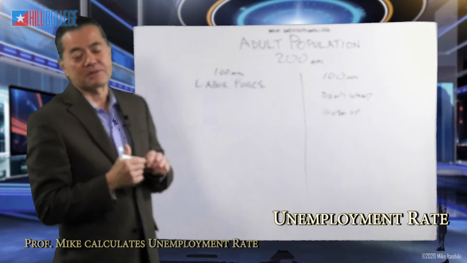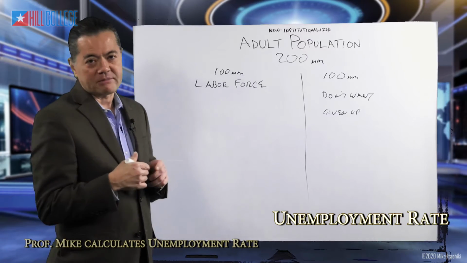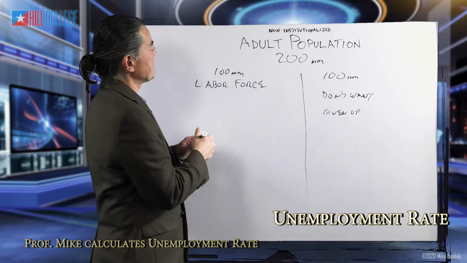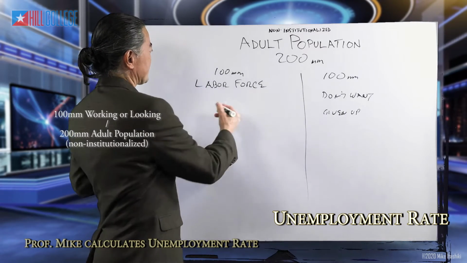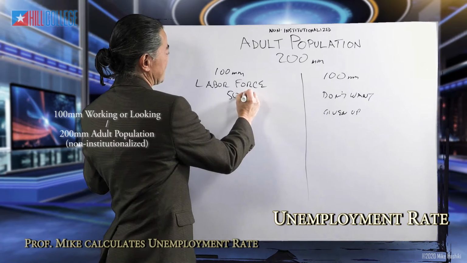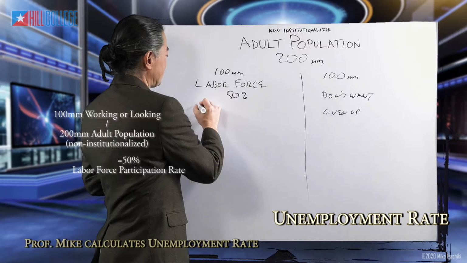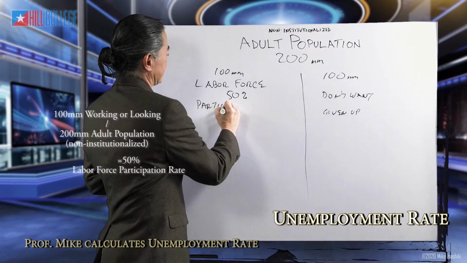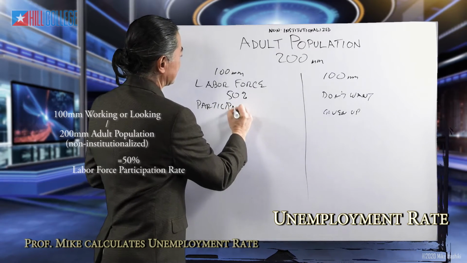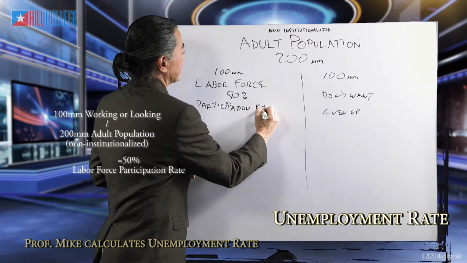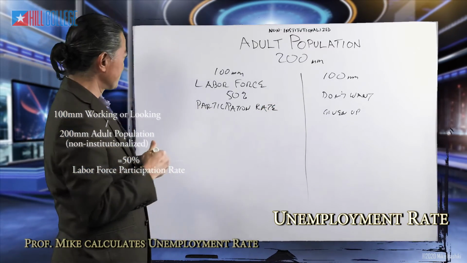participating somehow. Now, those in the labor force may be out of work looking for a job, or they may be working. So let's say out of this 100 million, these people are working. That represents 50% of the adult population. So that's the labor force participation rate. So that's our first number.